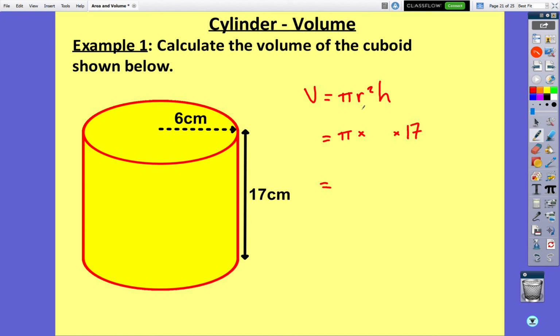Now, we said before, when we're dealing with a circle, the radius is from the centre out. It doesn't matter which direction it's in. If you were to look down on the cylinder, it's a circle at the top. We are given the radius here, so we don't need to worry about halving things or doubling things. So the radius is 6 squared. If you fire that in your calculator, you get pi times 6 squared times 17, which is 1922.65. Rounded, that's 1922.7, and it's volume, so centimetres cubed.